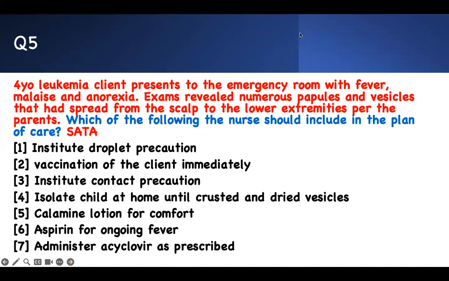Number 5, same strategy we're using, select or apply. Which of the following should the nurse include in the plan of care, right? A 4-year-old with leukemia presents to the emergency room with fever, malaise, anorexia. Exam reveals numerous papules and vesicles that are spread from the scalp to the lower extremities per the parent.